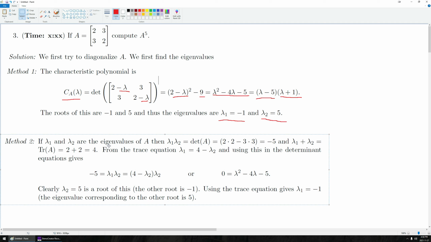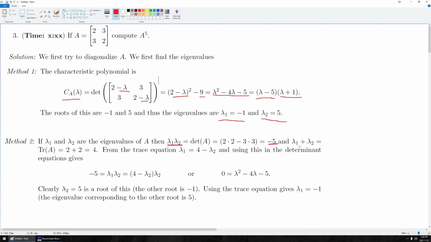Okay, so from here, let's just notice that if lambda 1 and lambda 2 are the eigenvalues of A, then the product here is simply going to be the determinant of A. And I can compute the determinant of A. That's just 2 times 2 minus 3 times 3, and that's simply minus 5. So from here, I know that the product of the eigenvalues is negative 5.